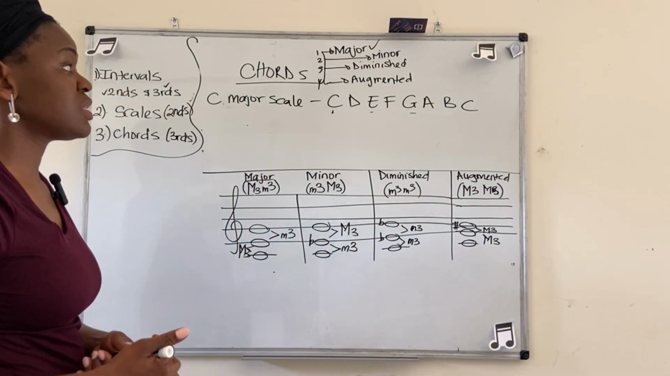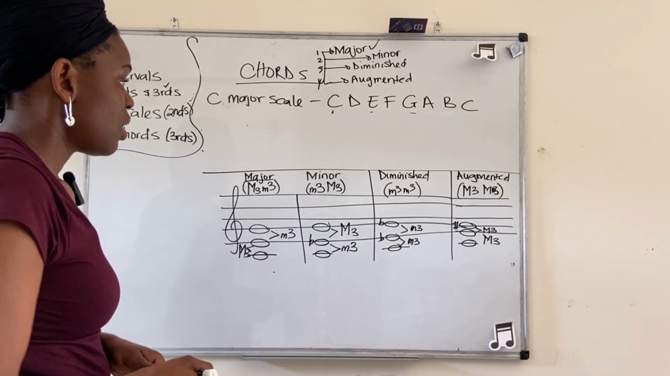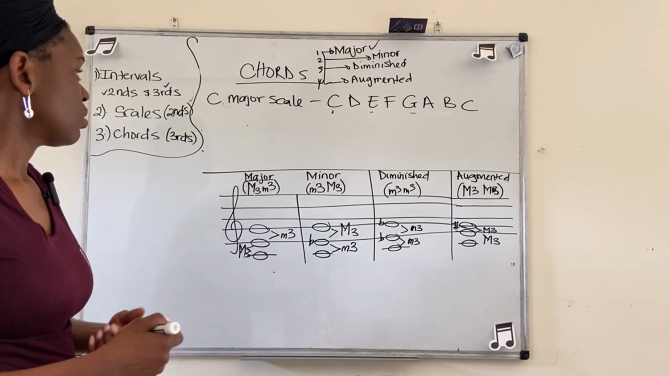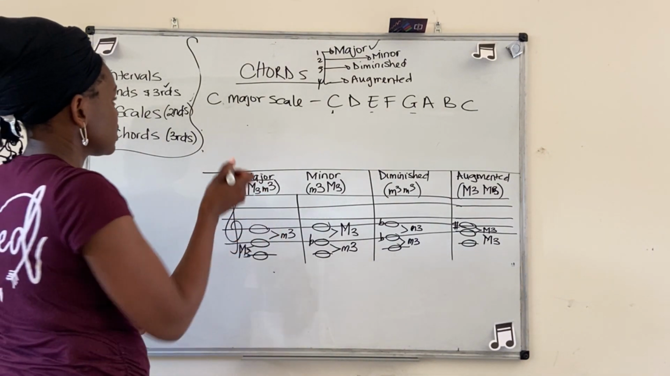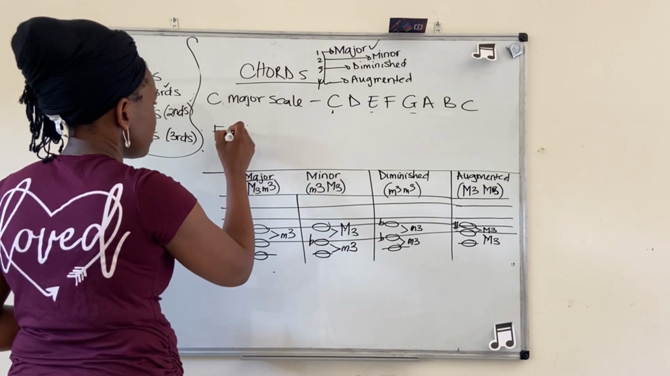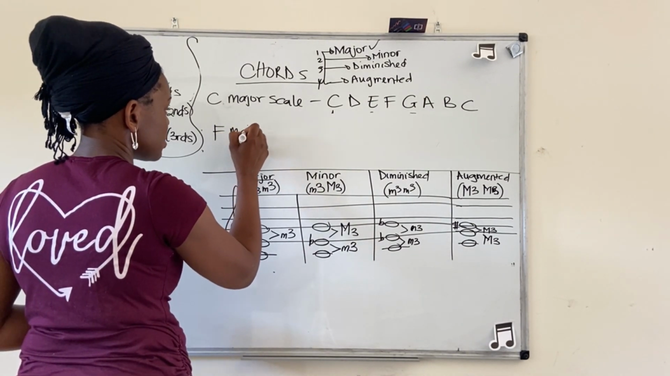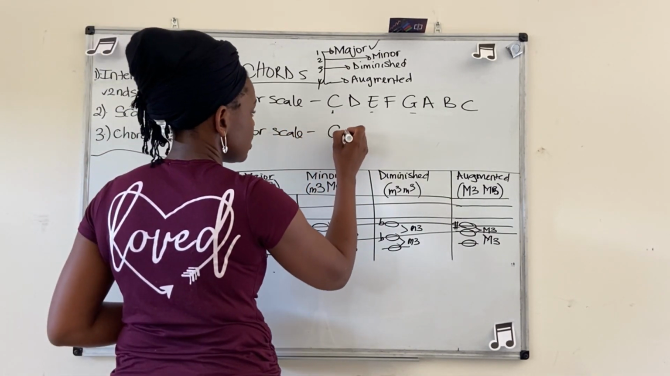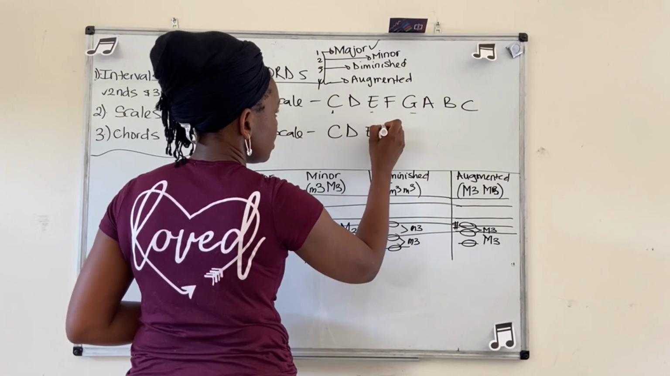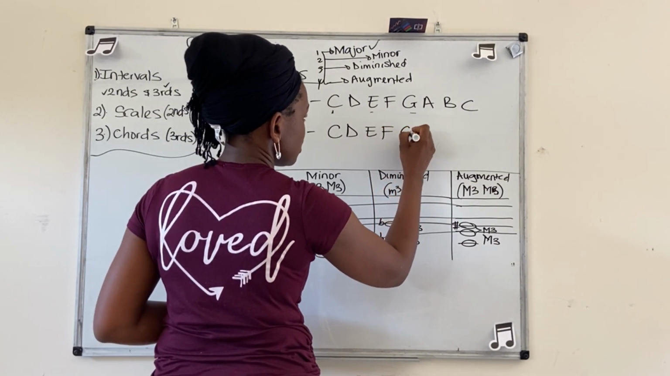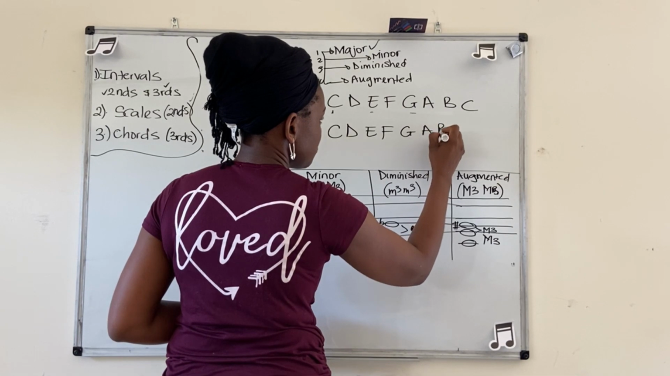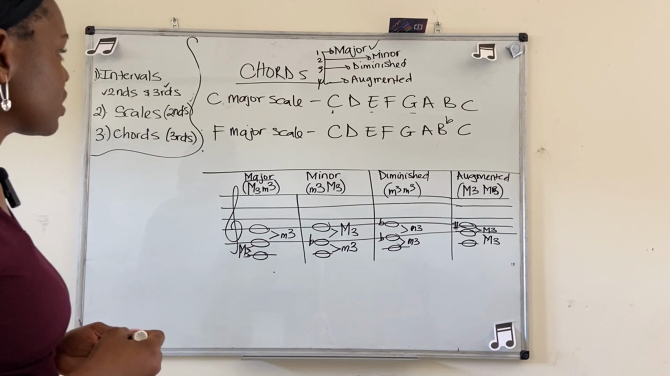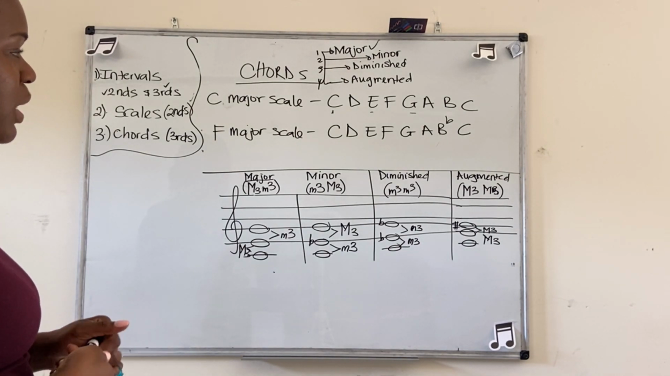I know that we talked about the C major scale. This is what we just did, the C major scale. But I think that we also mentioned earlier, if I'm not mistaken, the F scale. And we saw that the F major scale had 1 flat. And we said that it was F, G, A, B flat, C, D, E, F. So in this case, that may not really be applicable.